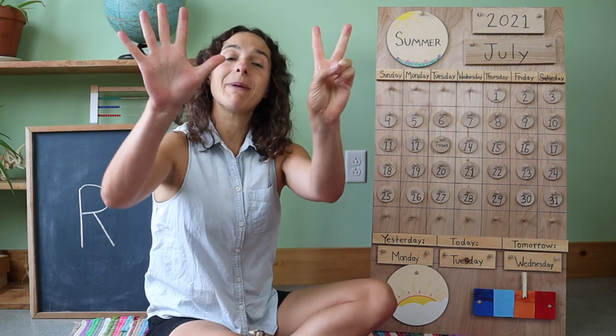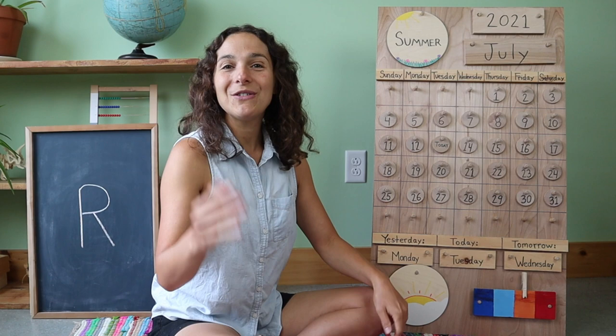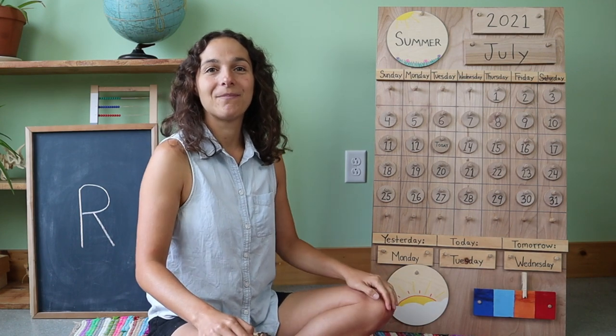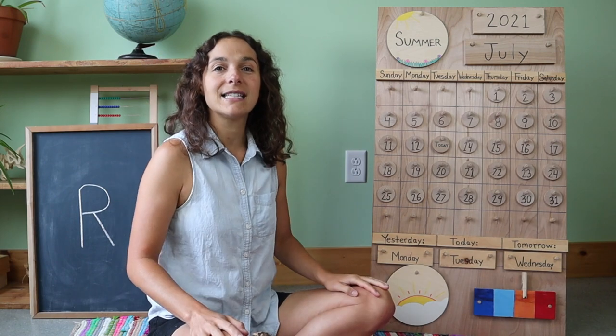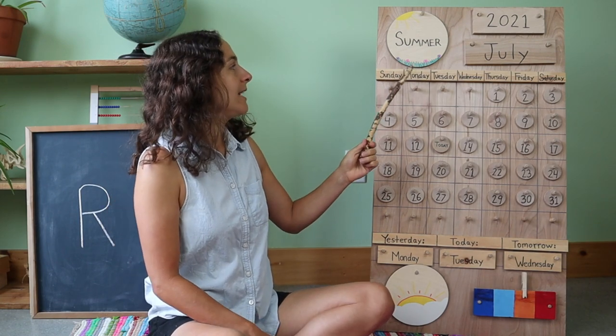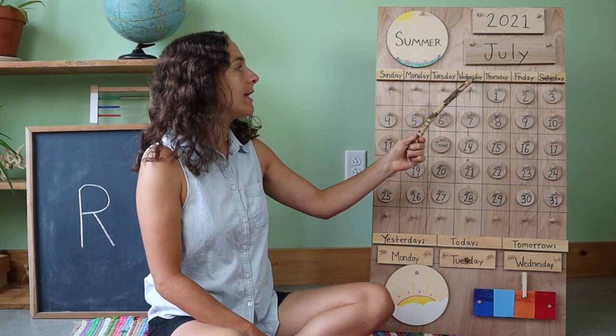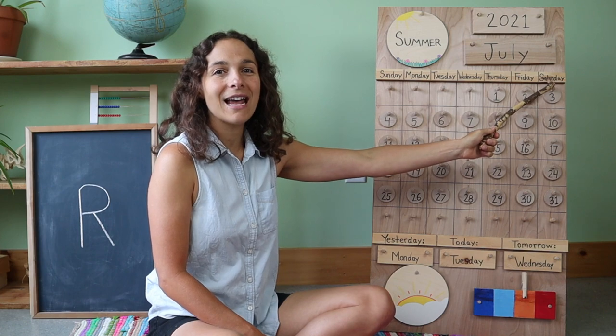Now, let's hold up our seven fingers for the 7 days of the week song. If you know the words, you can sing along with me. There are 7 days, there are 7 days, there are 7 days in a week. Sunday, Monday, Tuesday, Wednesday, Thursday, Friday, Saturday.